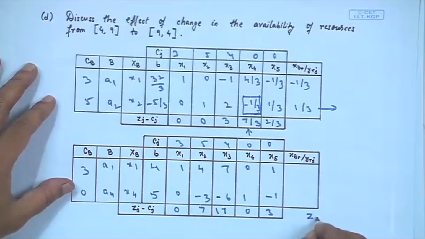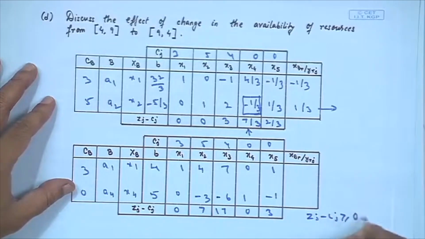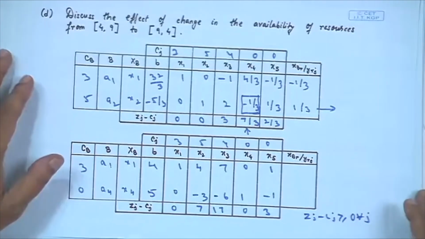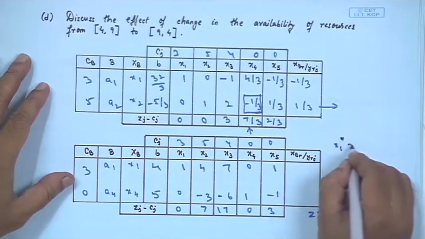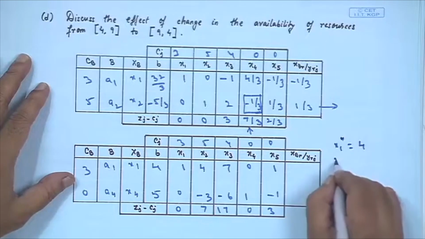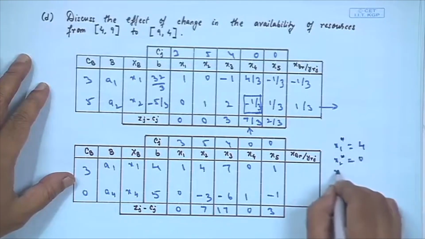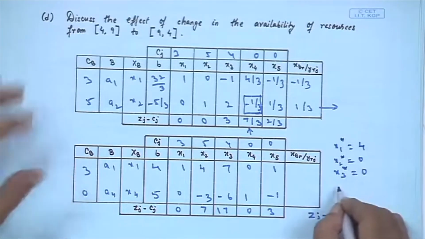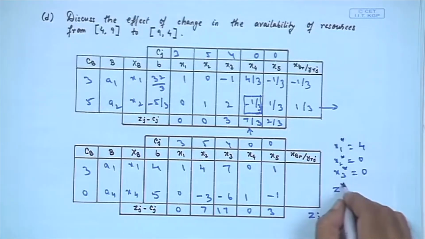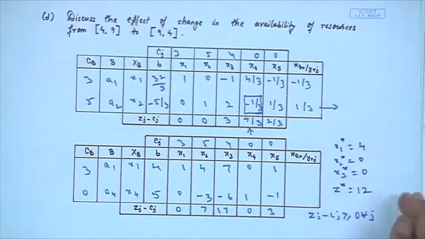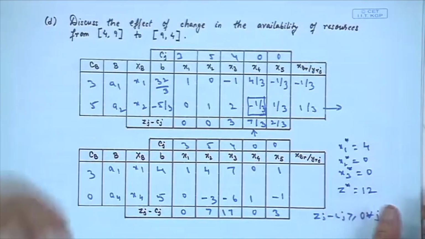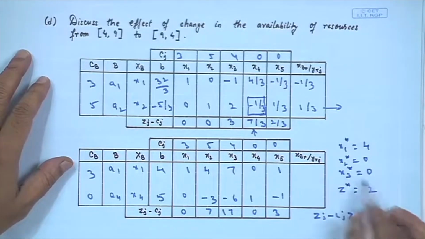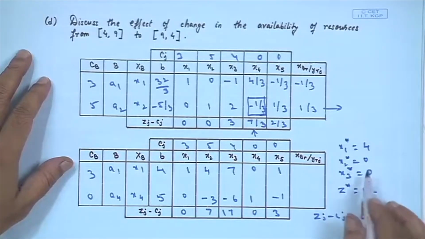So, all zj minus cj is greater than or equal to 0 for all j. So, you obtain the optimal solution as x1 star equals 4, and x2 and x3 are not present here. So, x2 and x3 star equal this, and z star, if you calculate it, is 12. So, again for this particular case also what we are finding is that the optimal solution has been changed.